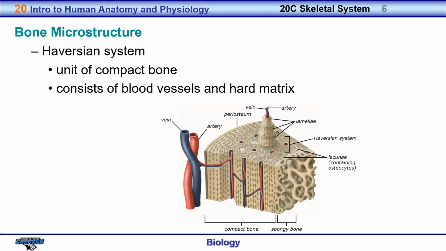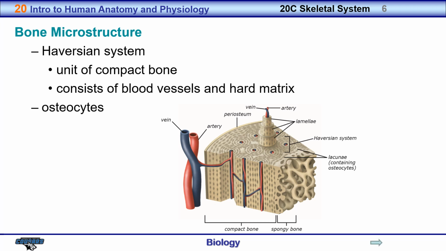And then between the layers of matrix, it's filled with spaces called lacunae. And in the diagram, they are trying to show you that. They're on the lower right of the diagram. They have the arrows pointing to the lacunae. And in the lacunae, which I said were these fluid-filled spaces, inside of those are the osteocytes.